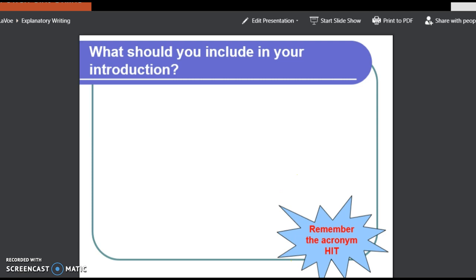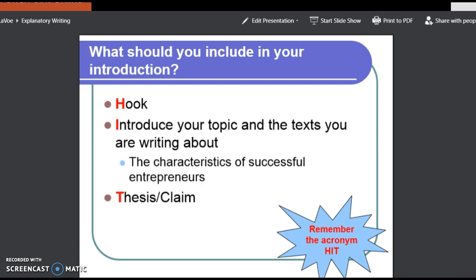Okay, you guys can come back together. So hopefully you remember that acronym HIT, and of course we want to start by hooking our reader. After we've hooked our reader, you'll introduce your topic and the text that you're writing about. Again, we are writing about the characteristics of successful entrepreneurs, and then of course that T stands for your thesis statement or claim.